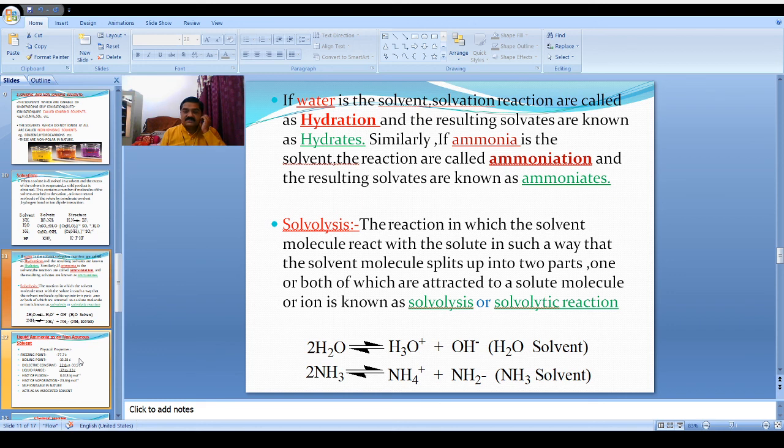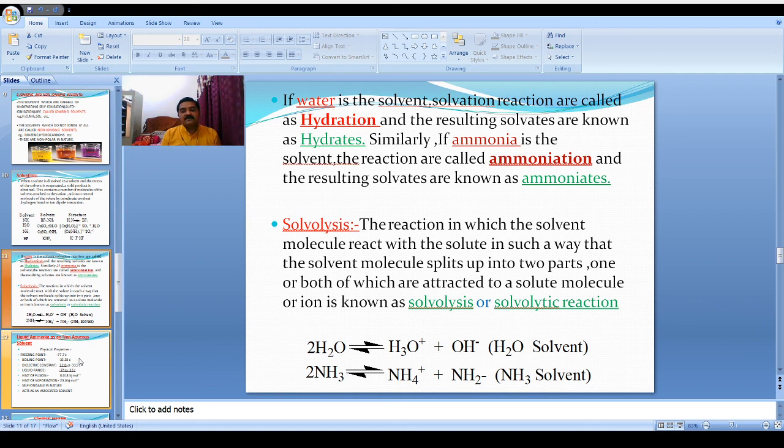Now the solvolysis reaction. In this solvolysis reaction, the solvent molecule reacts with the solute in such a way that the solvent molecule splits into two parts, one or both of which are attracted to the solute molecule or ion. This is known as solvolysis.